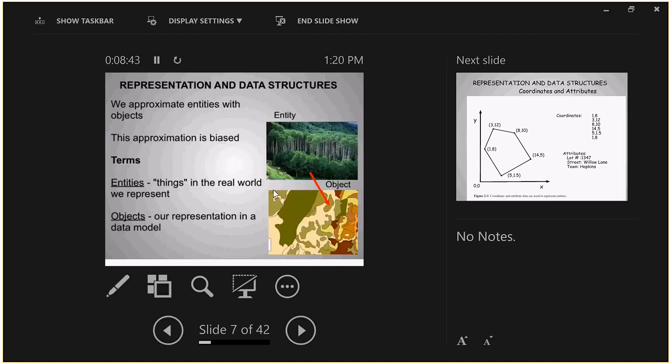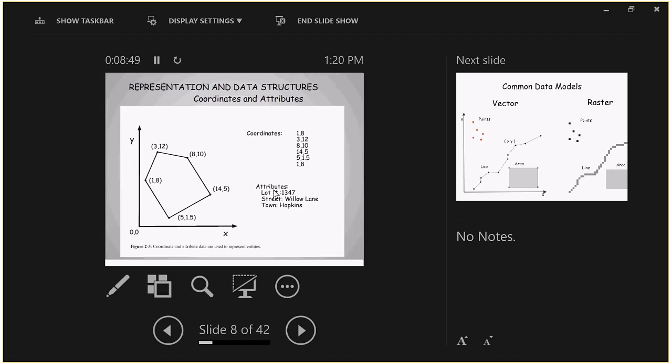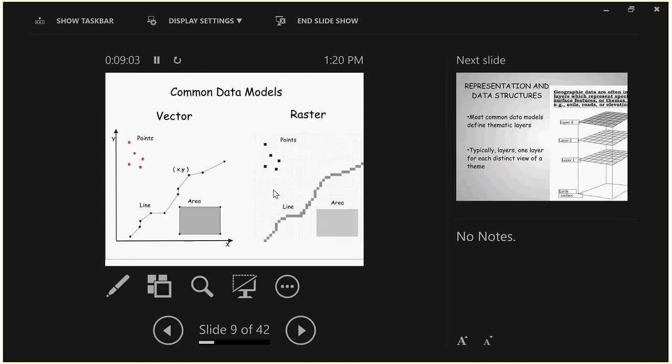Another word that gets used a lot is features. Features and objects are synonyms in this case. So now I've said this several times. We've got coordinates and attributes that make up our data. Now this concept of features with coordinates and attributes fits really well into this data model that we call the vector data model. Vector data models have points, lines, and areas. More commonly in the GIS world, we call them polygons. Points, lines, and polygons.